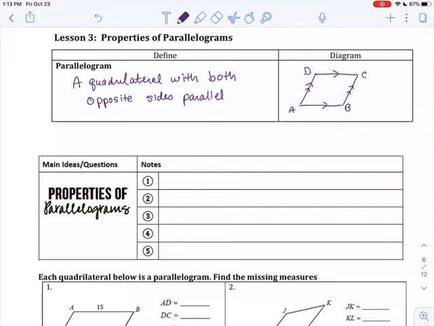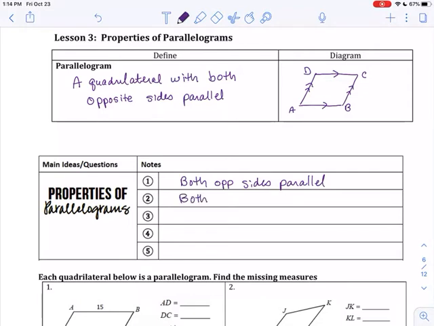So there are 5 properties that we're going to list as being true about parallelograms. See if you can figure them out with me as we go along. The first one is just the definition. Both opposite sides are parallel. There are basically 2 properties about the sides and 2 properties about the angles, and then 1 property about the diagonals.